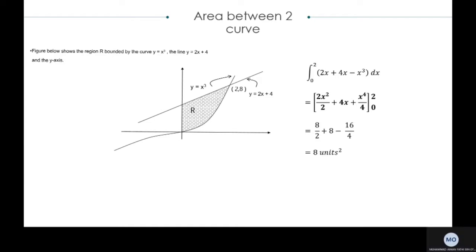The figure below shows that the region is bounded by the curve y equals x squared, the line y equals 2x plus 4, and the y-axis. Insert 2x plus 4 minus x to the power of 2 into the formula and integrate them. After that, substitute x with 2 and we get the answer 8.